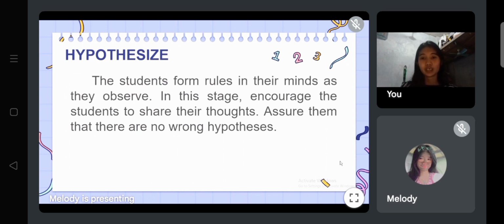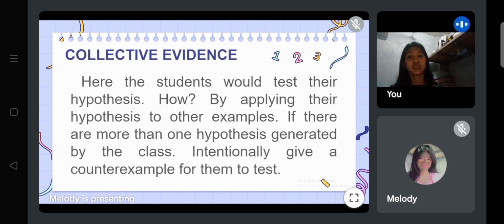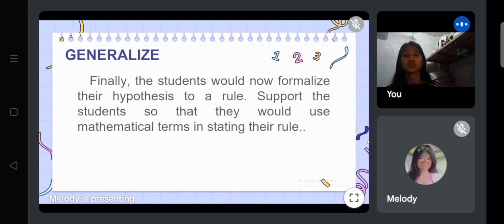Next is to collect evidence. Here the student would test their hypothesis by applying it to other examples. If there is more than one hypothesis generated by the class, intentionally give a counterexample for them to test. Lastly is to generalize. Finally, the student would formalize their hypothesis into a rule. To support the student, they should use the mathematical terms in stating the rule.